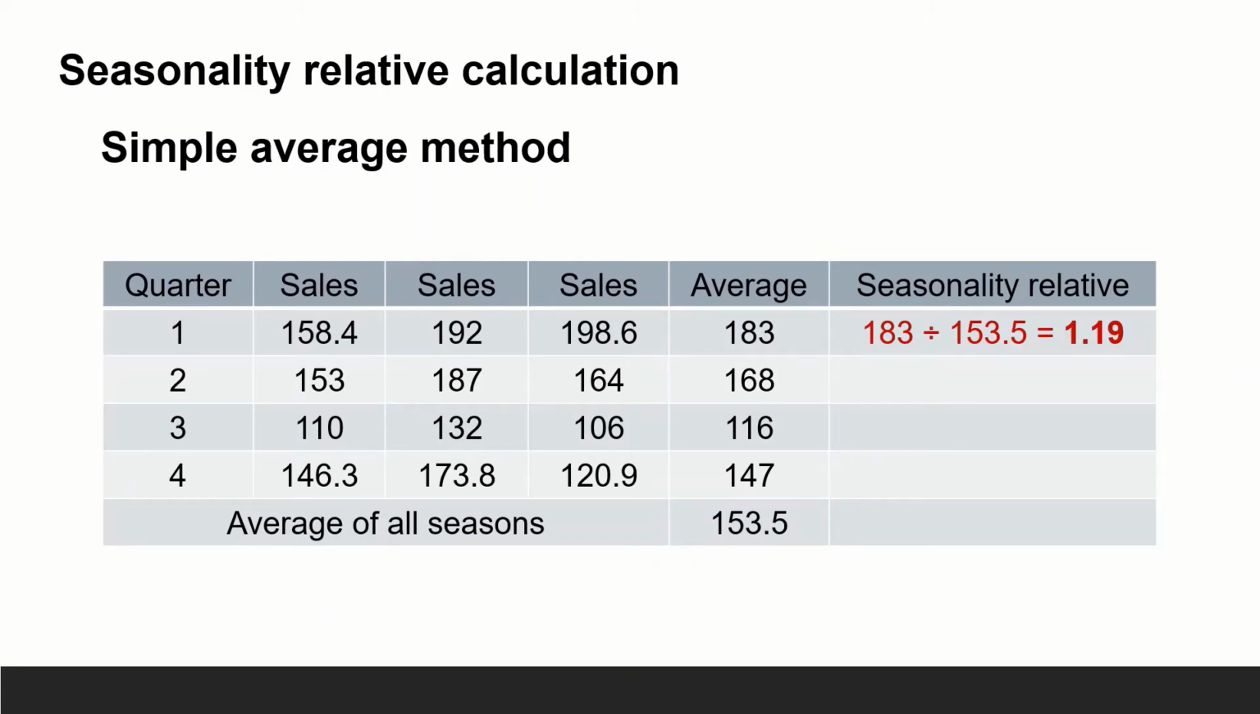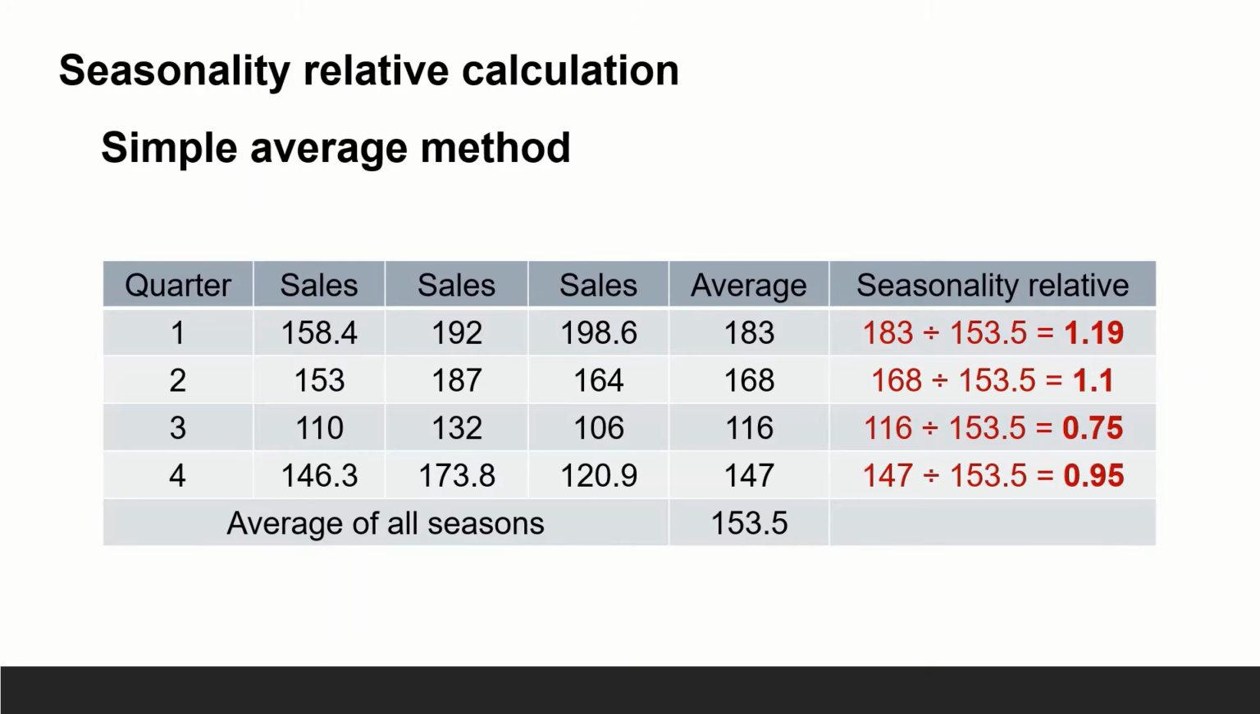Thus, the seasonality relative of the first quarter equals 183 divided by 153.5 equals 1.19. The seasonality relative of the second quarter equals 168 divided by 153.5 equals 1.1. The seasonality relative of the third quarter equals 116 divided by 153.5 equals 0.75. And the seasonality relative of the fourth quarter equals 147 divided by 153.5 equals 0.95.